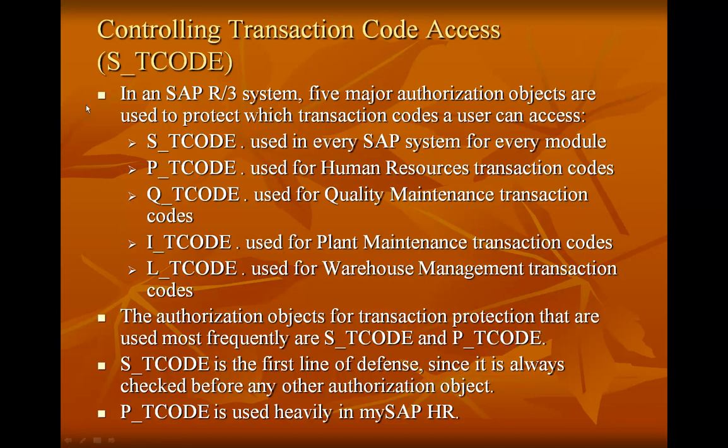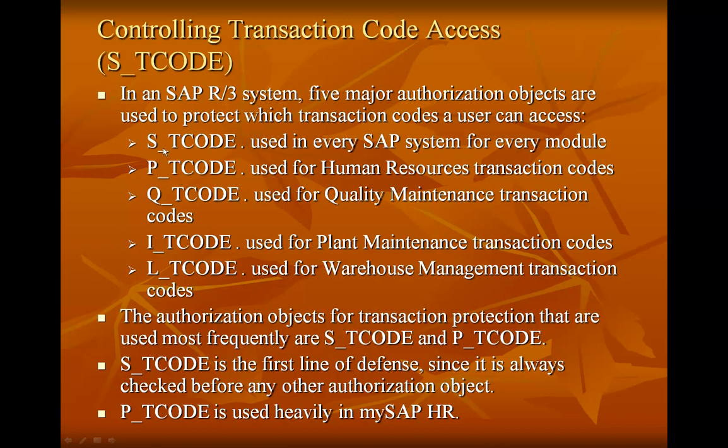Now, depending on the functional area like HR or QM or PM or WM, warehouse management, depending on what transaction codes the user is executing. Let's say a user is executing a transaction code that belongs to the HR module, like PP01. That is one of the transaction codes in the HR module. So when the user executes it, the first object that gets checked is S_TCODE. But as soon as S_TCODE is checked, the system will go and look for the object P_TCODE and see if PP01 is given as a value in this object also or not.